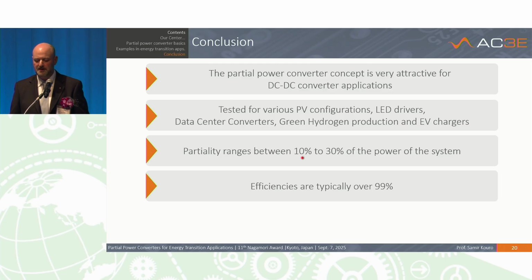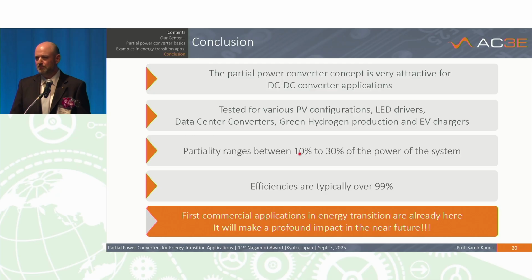We have achieved partiality ratios between 10 and 30%, so this means a tenth of the original volume and cost of a traditional power converter, up to 30%, and efficiency is way above 99%. So we really think that this can have a profound impact in energy transition technologies. If you imagine just in photovoltaics, there are over 2 terawatts of installed capacity in the world. An increase in 2 or 3 or 4% in efficiency is a lot of energy.